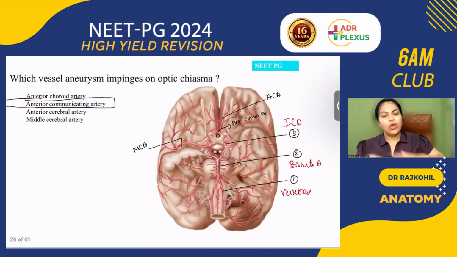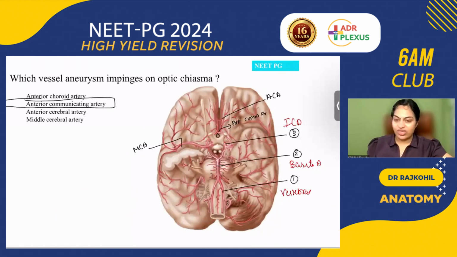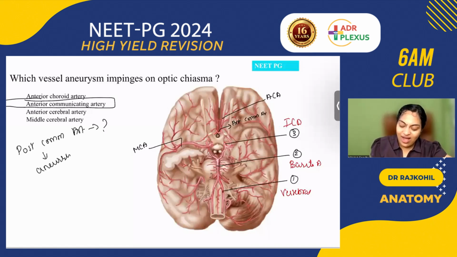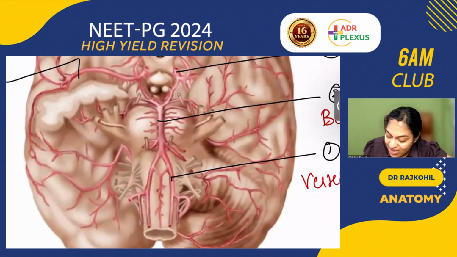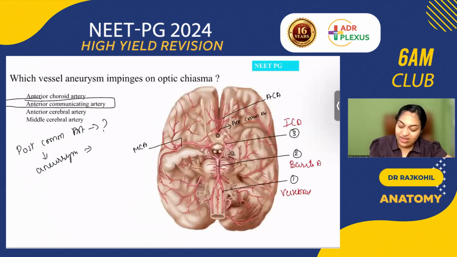Now, you must be thorough with the blood supply of the brain, right? I'm just going to throw you rapid questions. Posterior communicating artery is a branch of the internal carotid. Aneurysm of the posterior communicating artery affects which cranial nerve? Excellent. You can see there, this is the posterior communicating artery. This is the third cranial nerve, right? Yeah, third cranial nerve.